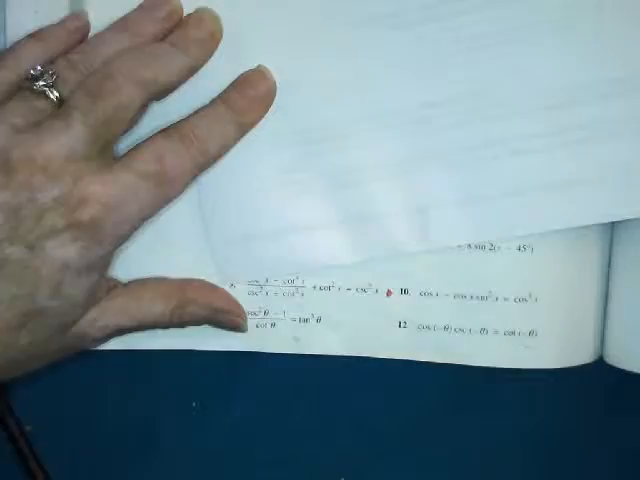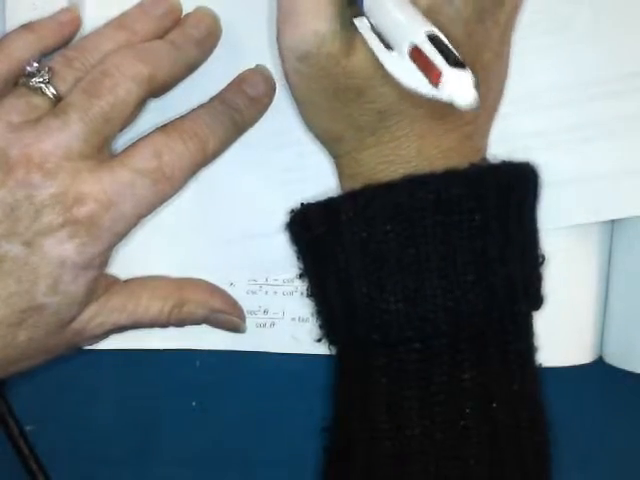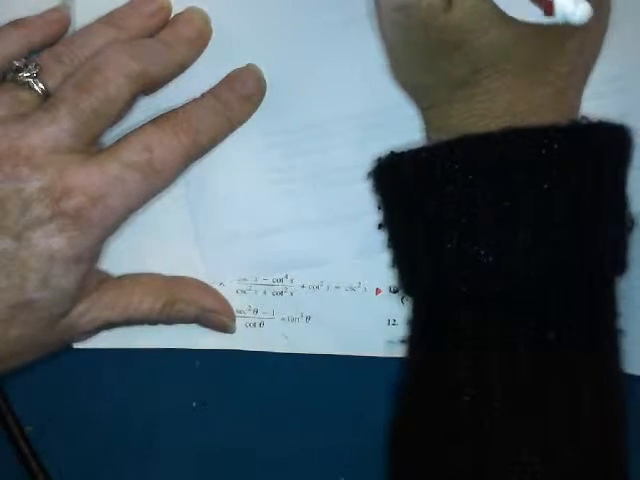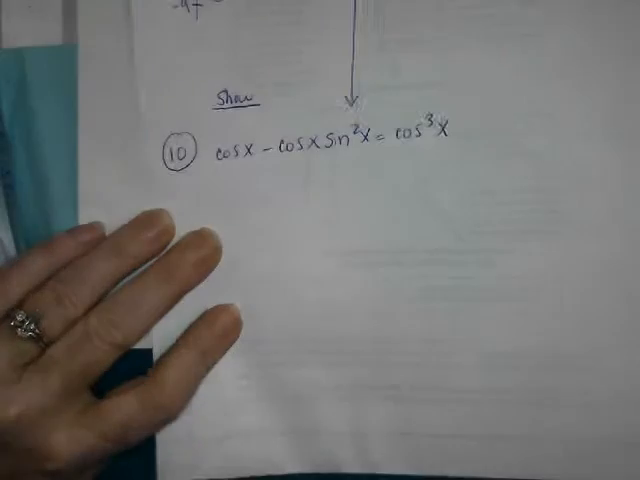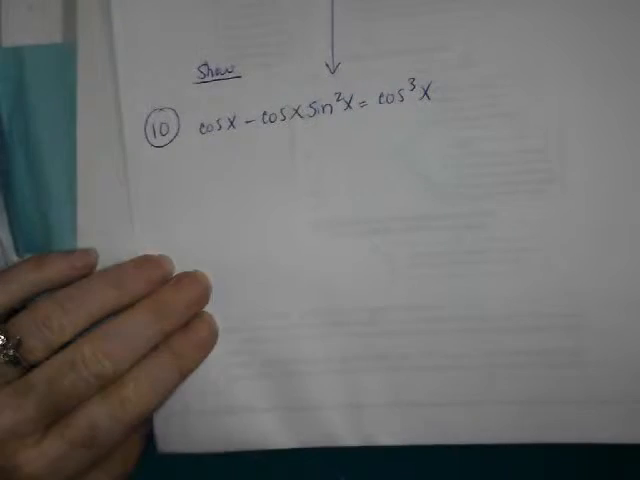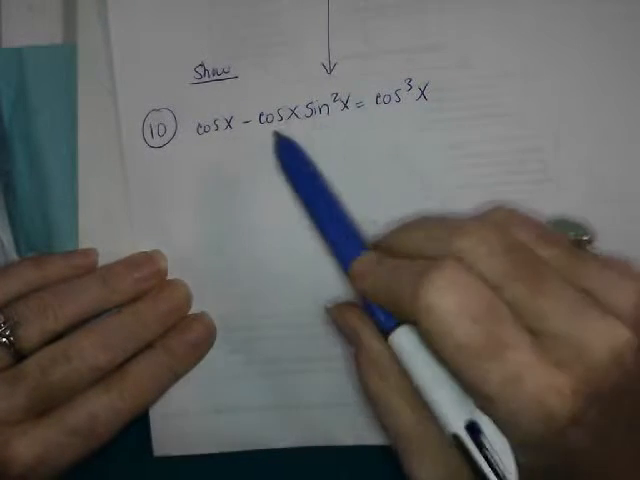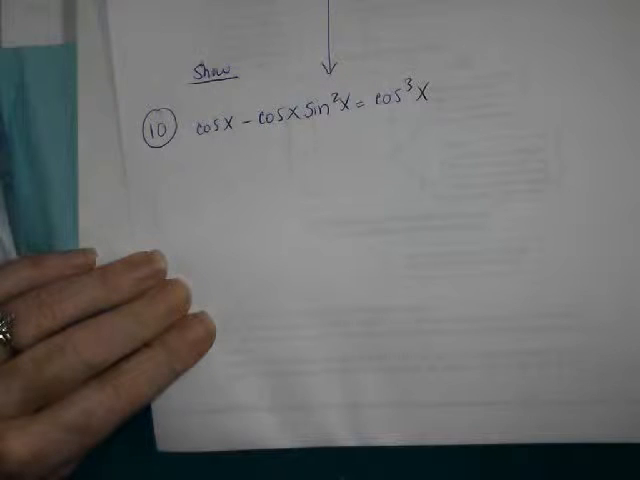Okay, so let's do number 10. Number 10 is one of those show ones that I like. So it's cosine x minus cosine x sine squared x equals cosine cubed x. Alright, there it is. It just says show. So that's when we're playing. Remember, we learned the rules of the game. This is the game. So we want the left-hand side to end up looking like cosine cubed x.